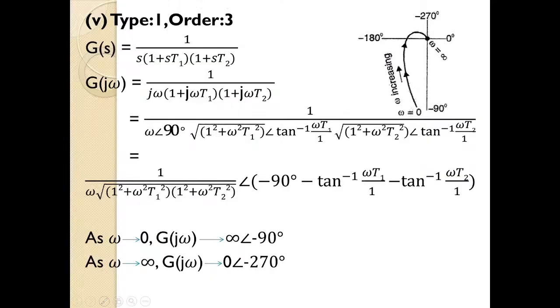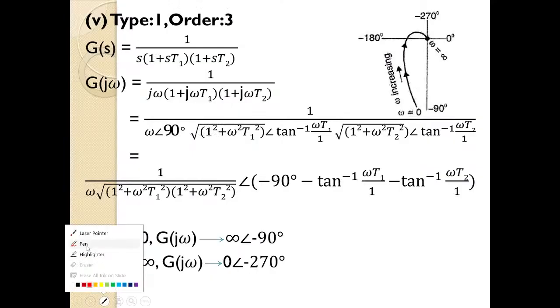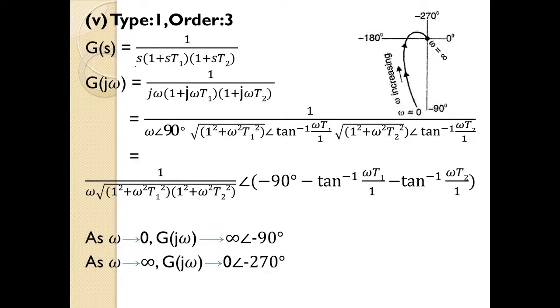So now let us see the type 1 order 3 system. You can see here s power 1. So type 1 order 3, you just multiply all the terms, so you will get the highest power of s as 3. So it is an order 3 system. You just replace s by j omega, and you will get this equation.